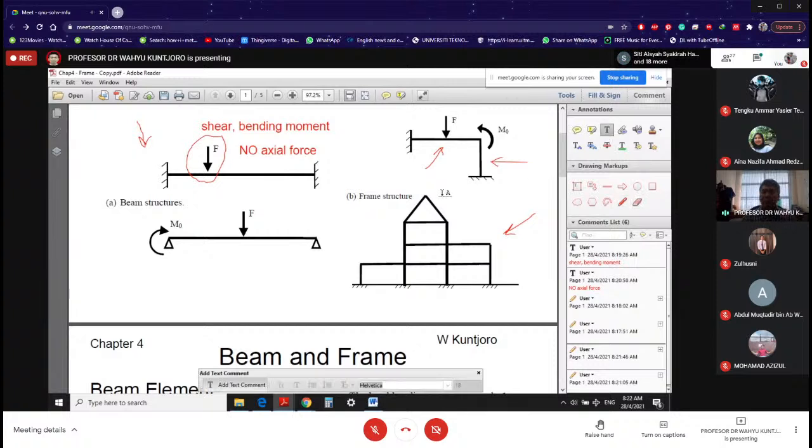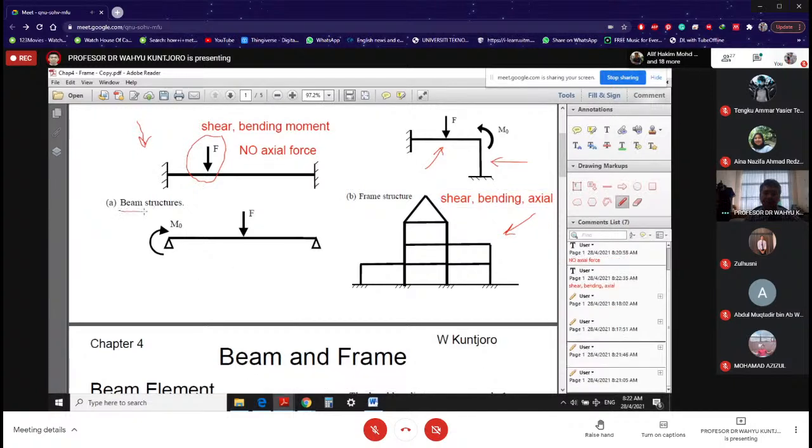axial. So I'm going to write it here. You have shear, you have bending, and you have axial. So that's the difference between what we have here on the left, which is a beam structure, and what we have here on the right, which is a frame structure. So I hope you see the difference.